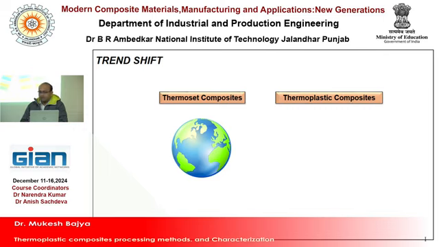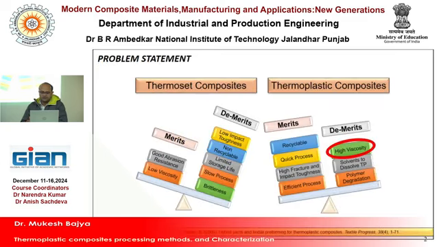So these are the problem statements related to the thermoset composite as well as the thermoplastic composite. These are the listed merits and demerits. The merits of the thermoset composite are good abrasion resistance and low viscosity in nature, so you can easily prepare the composites. Handling thermoset resin, you will not get too much difficulty, but in case of the thermoplastic composites, the main concern is the higher viscosity. So viscosity is the major problem.